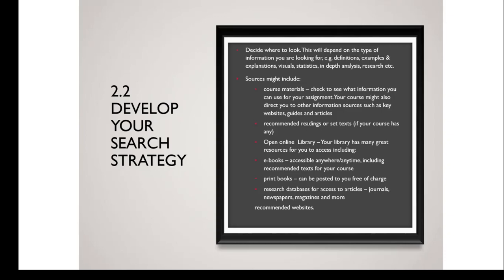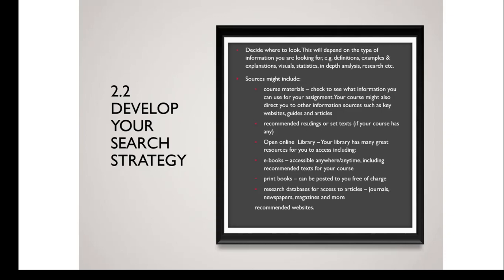In developing your search strategy, you want to depend on the type of information you're looking for. So are you looking for definitions? Are you looking for examples, explanations, statistics, analysis? What are you looking for? The different places you can get information or sources from: you have your course material. So first thing, always go to the prescribed textbooks on your tutorial letter, because lecturers will always give you a list of sources that you need to use in that specific module. So that should always be your first point of reference. What are the prescribed textbooks? What is the list of textbooks the lecturer gave?